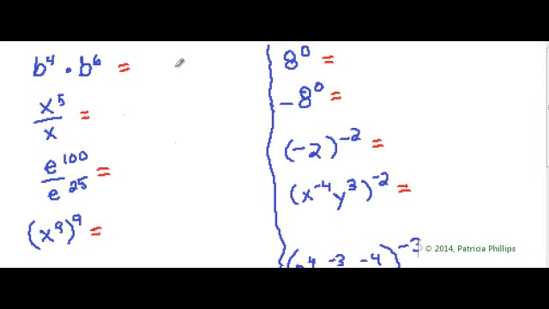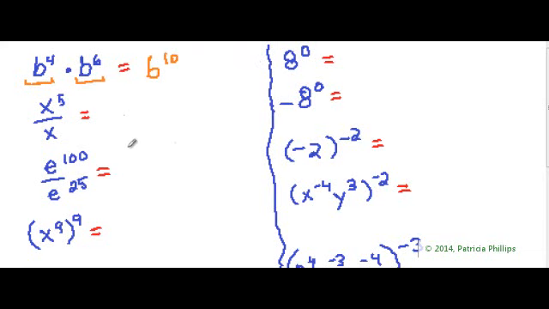Okay, so as we discussed in the previous video, when you have b to the power of 4 and b to the power of 6, and the bases are the same and you're multiplying, you just add the exponents. So the answer here would be b to the power of 10.